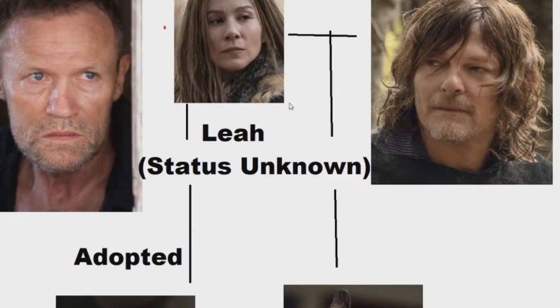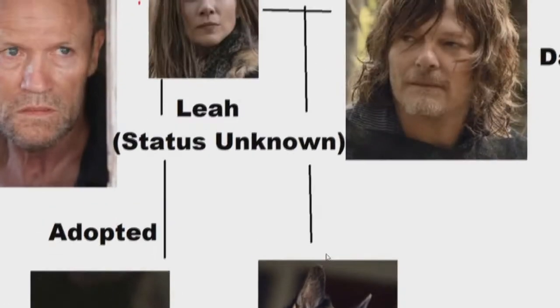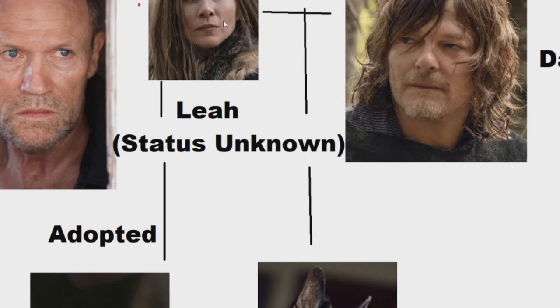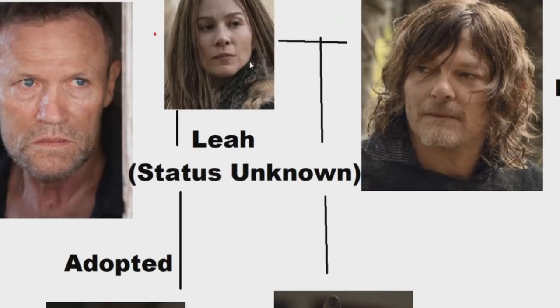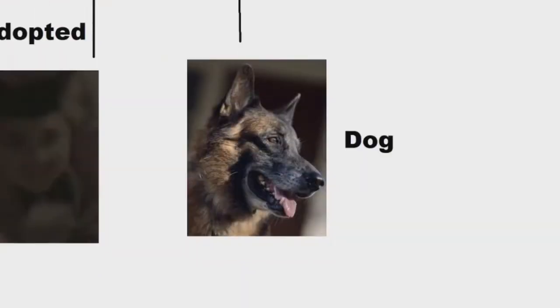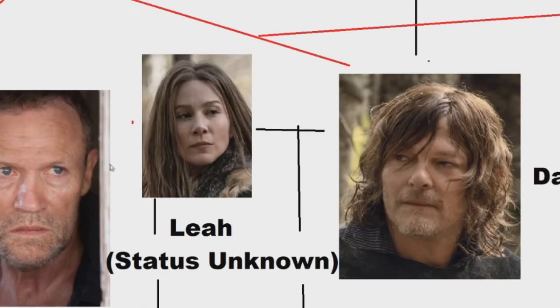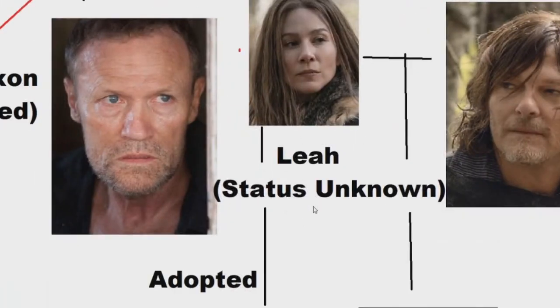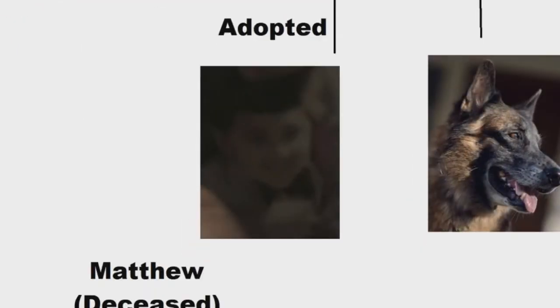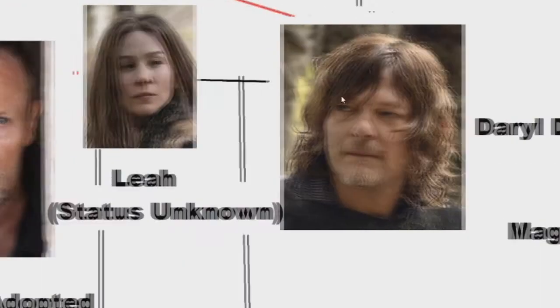Now, Daryl kind of adopted Dog, so I decided to include this on. So, Daryl with Leah. Now, Leah was the original owner of Dog, but Daryl kind of adopted Dog as his own. So I thought I'd just put this on as a bit of a meme, bit of a joke. But Leah is, of course, we don't know her status, and she also adopted a child named Matthew. So I've put him on here too. So that concludes the Dixon line.